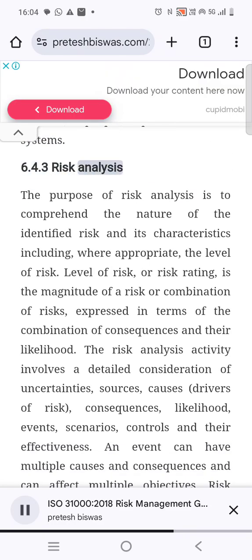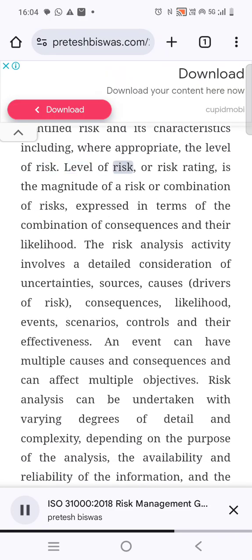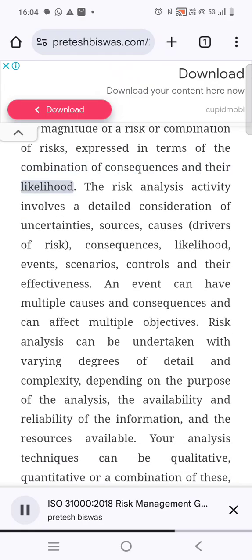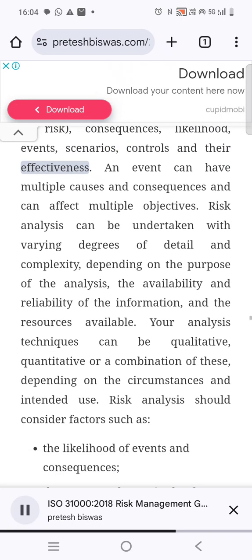6.4.3 Risk Analysis. The purpose of risk analysis is to comprehend the nature of the identified risk and its characteristics, including, where appropriate, the level of risk. Level of risk, or risk rating, is the magnitude of a risk or combination of risks, expressed in terms of the combination of consequences and their likelihood. The risk analysis activity involves a detailed consideration of uncertainties, sources, causes, drivers of risk, consequences, likelihood, events, scenarios, controls, and their effectiveness. An event can have multiple causes and consequences and can affect multiple objectives.